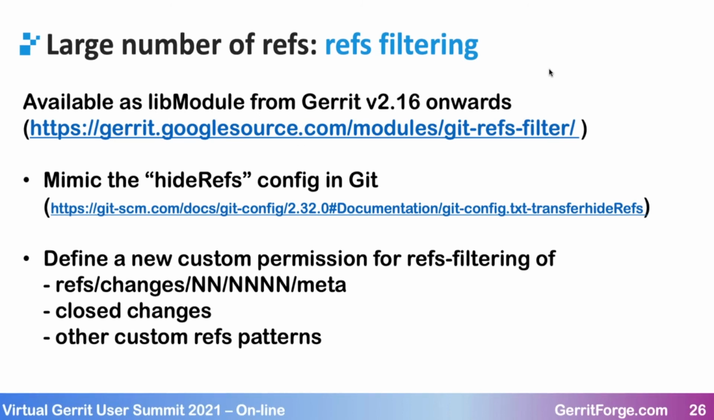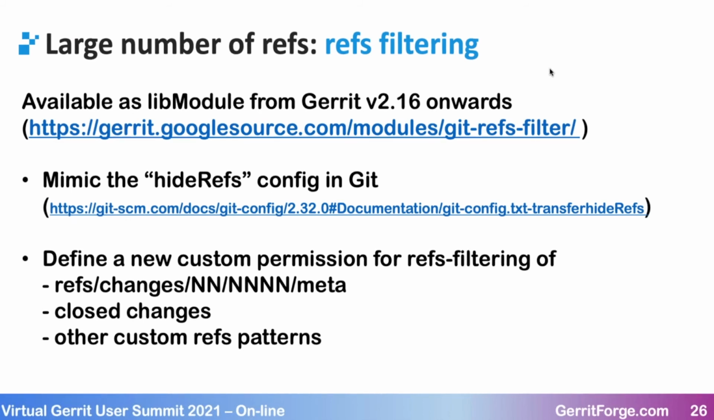So even if in reality your repo still has millions of refs, for your CI/CD builds that don't need, for instance, to see abandoned changes, or don't need to see the changes that have been, let's say, older than 6 months or something, or maybe they don't care about the meta refs, they won't see them at all.